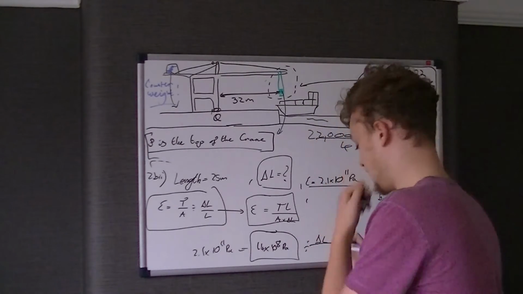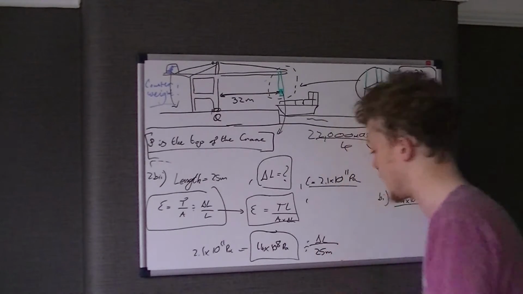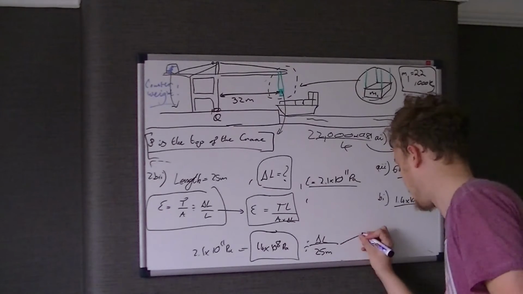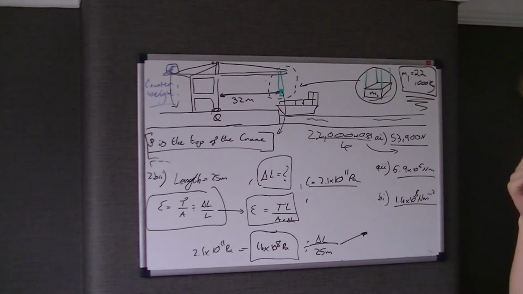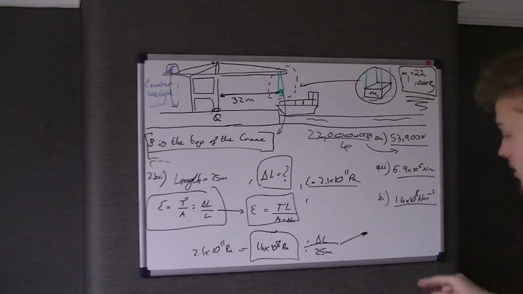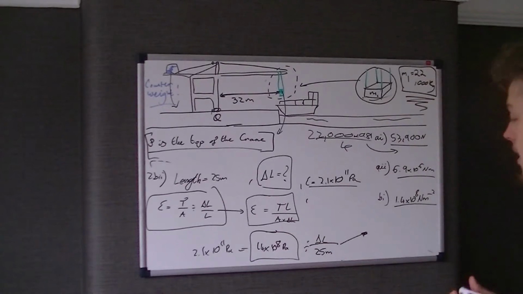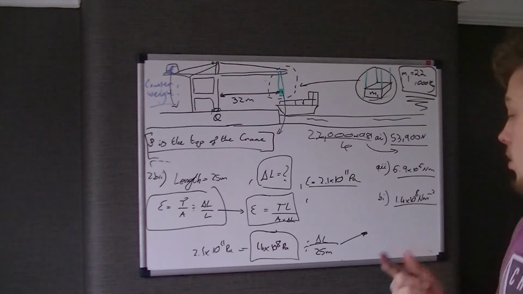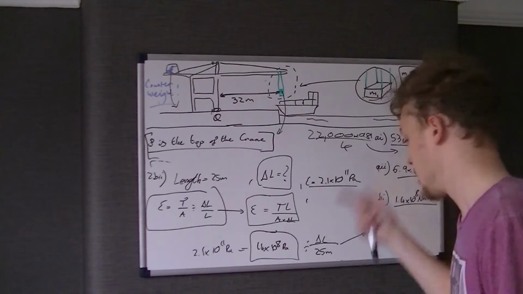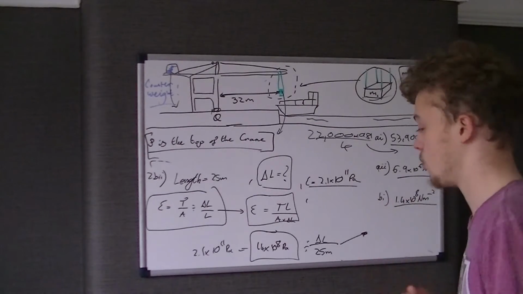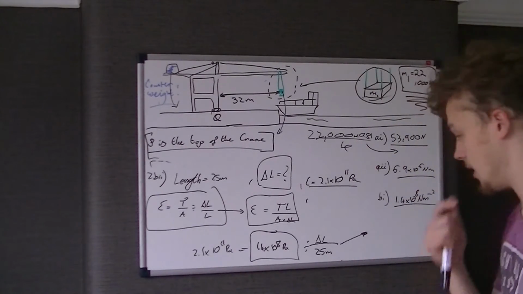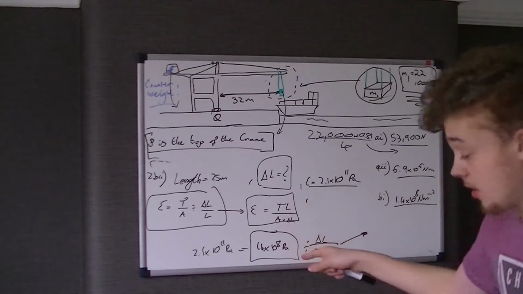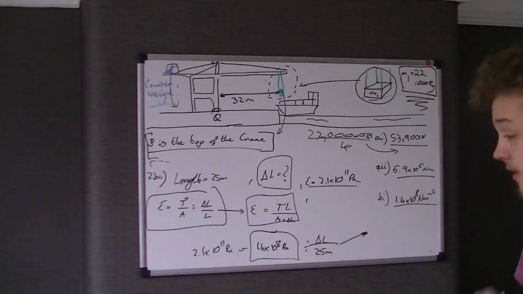We know L is 25 metres, so we just sub in 25 metres there. It's really just a case of rearranging this equation to get delta L. You could swap these two around by dividing by delta L over 25, or actually flipping that fraction, so it's 25 metres times 1.4 times 10 to the 8 over, so it's just a case of rearranging that equation and getting delta L.